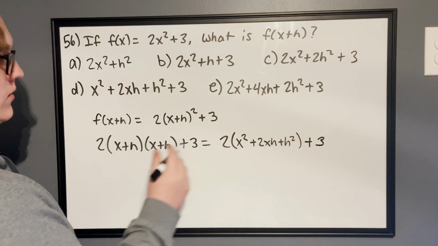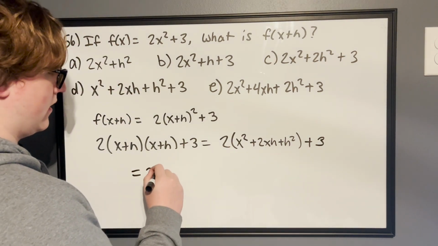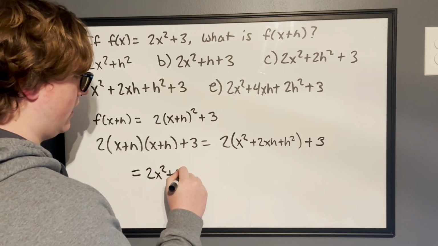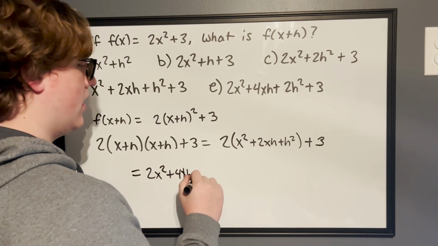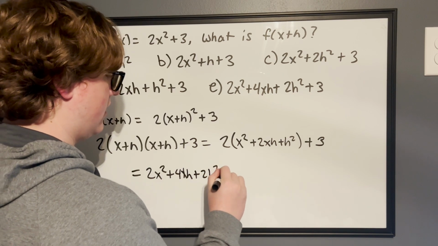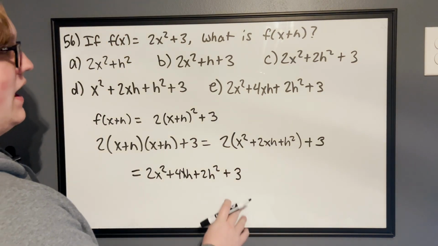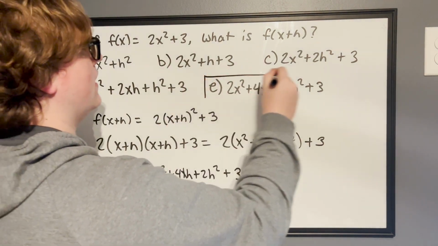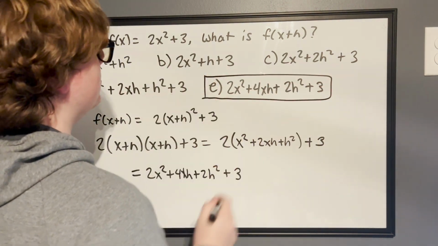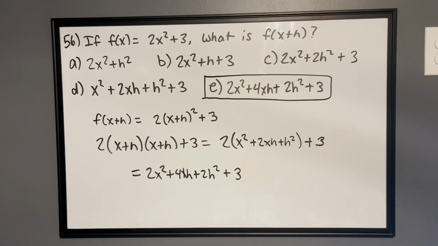Now when we distribute the 2 to everything, we get 2x squared plus 4xh plus 2h squared, and then the plus 3 will stay the same. And that's as simple as you can have it, so our answer is going to be E. So again, this is just a question of inputs and then just plugging in, knowing how to FOIL binomials, and that's all you need to do for this question. It's really not that tough. That's it for question 56. Let's move on to 57.